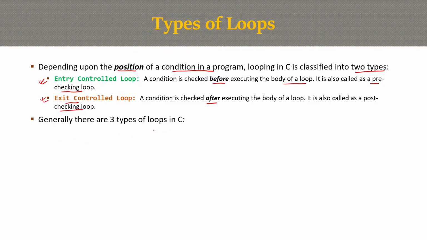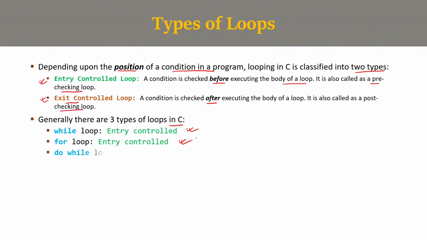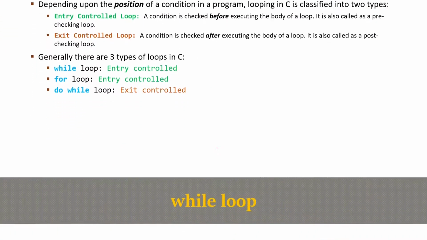We have generally three types of loops in C. The first one is the while loop, which is an entry control loop. Then we have the for loop, which is also an entry control loop. And lastly, we have the do while loop, which is an exit control loop.